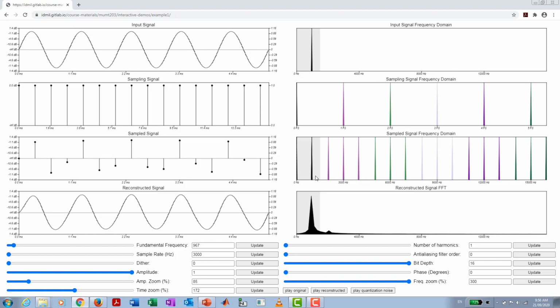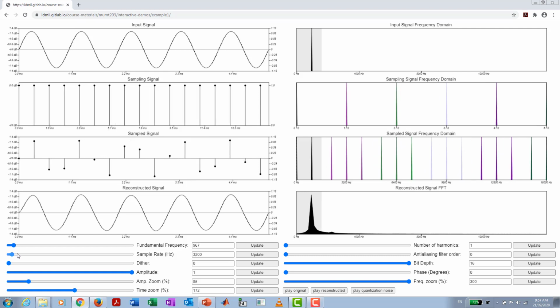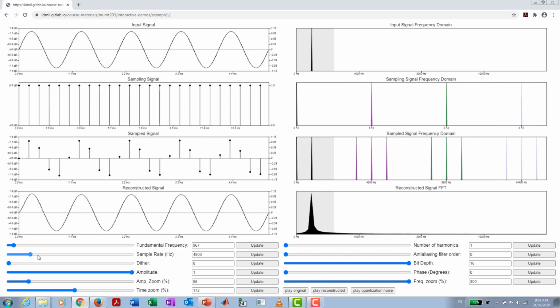So it's hard to tell here. There are some color codes you can see. You can see something dark here. This gray region is basically half of the sampling frequency, right? So if it's 3000 Hertz here, basically this is 1500 Hertz, right? So you will see if I increase this, the gray region increases too, right?